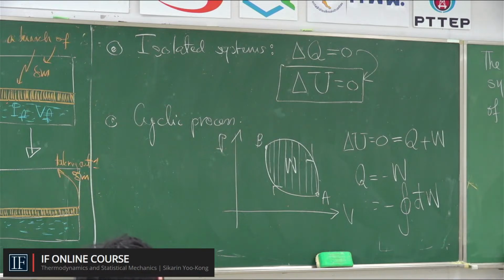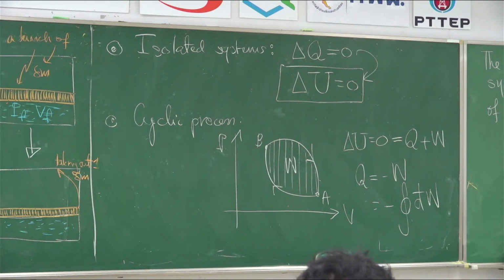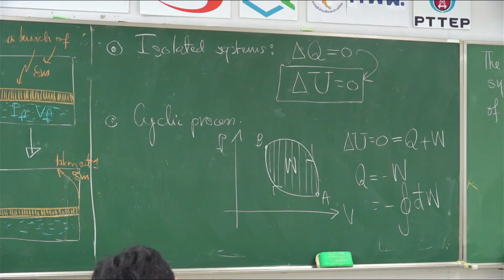Okay, independent. From state I to the F. This is what? Independent. Sorry. Independent. Okay.